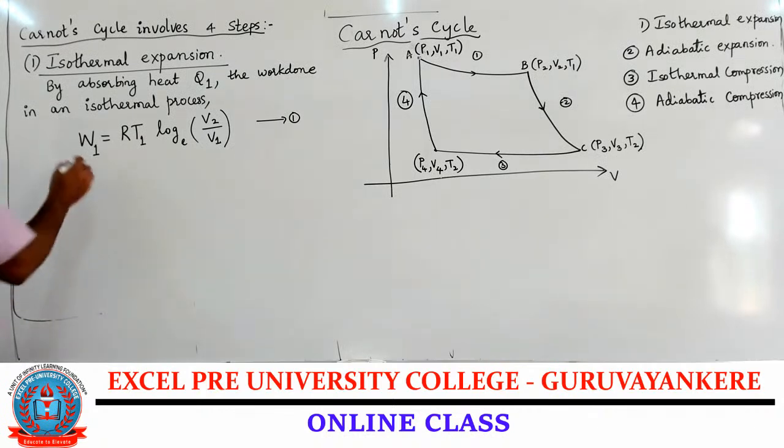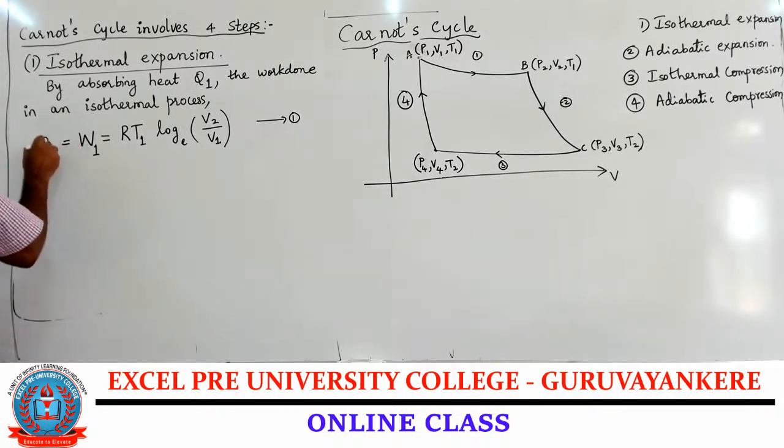So this work done is indirectly equal to amount of heat energy absorbed by the source. So by absorbing heat from the source only it can do the work. Correct? By absorbing the heat only it can do the work.